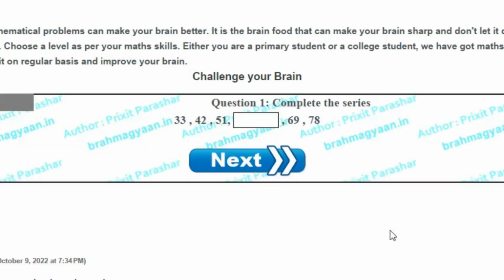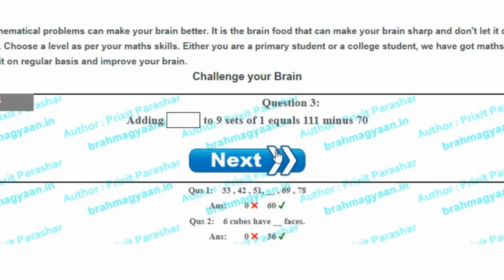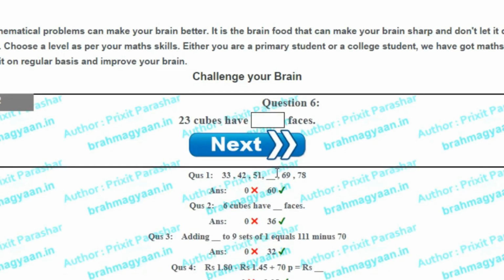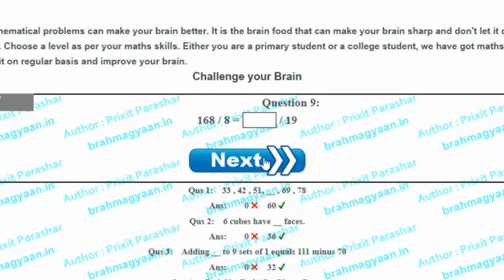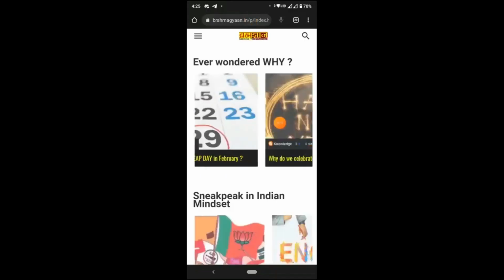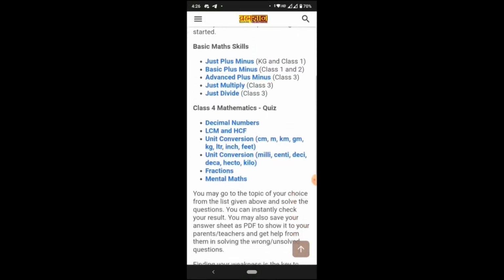Here the first question that comes is the series question. Next question is, 6 cubes have how many faces? As you can see, these are a little bit tougher questions. Adding dash to 9 sets of 1 equals this thing. All these questions are a little bit tougher than simple plus minus, so it involves a little bit more mental skills. You can use it from your smartphone as well as from your laptop or desktop.